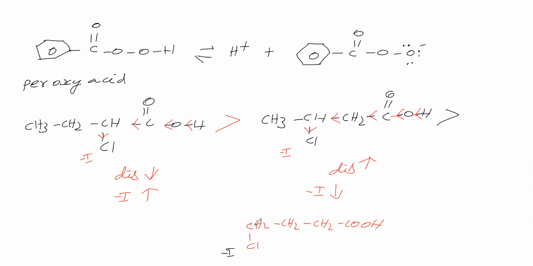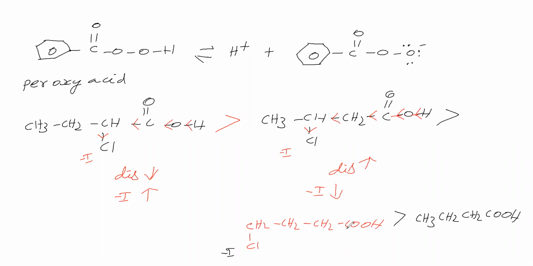Now we will take a carboxylic acid having no Cl, like this. Carboxylic acid is not having Cl. Here Cl is there, here Cl is not there. Cl shows minus I effect. Here no minus I group. Therefore, this has more acidic nature.